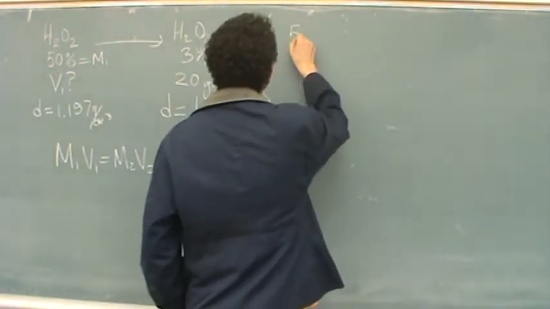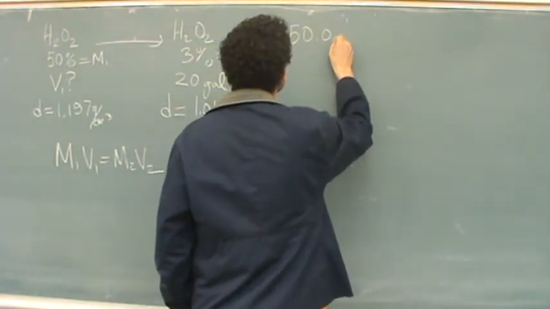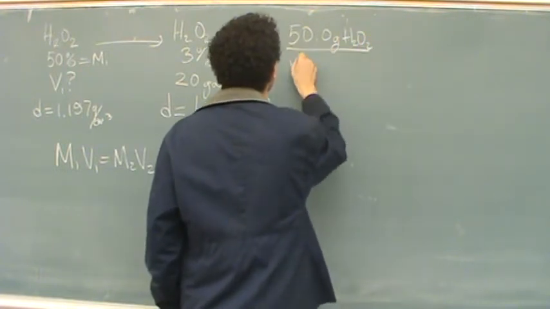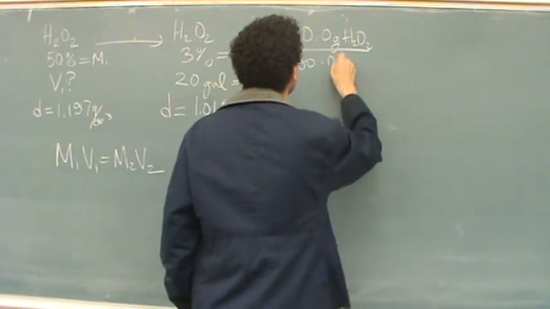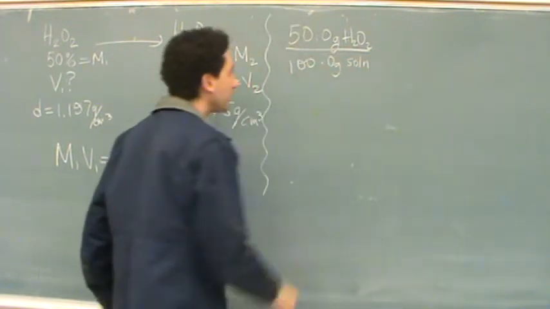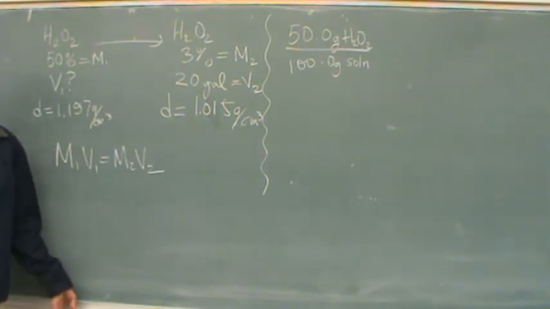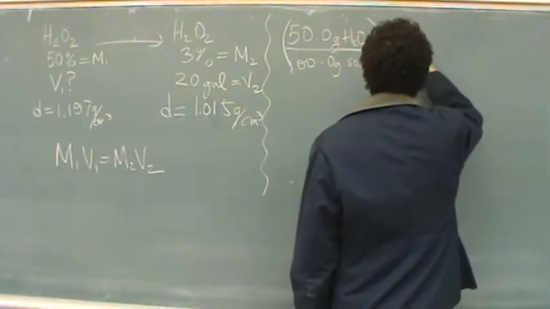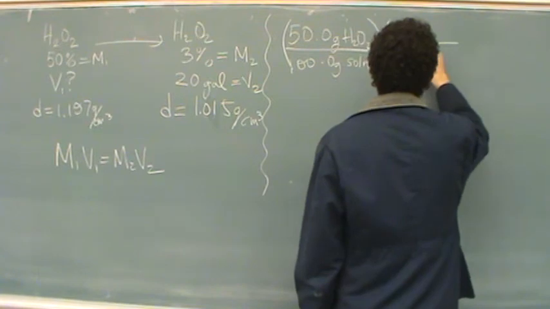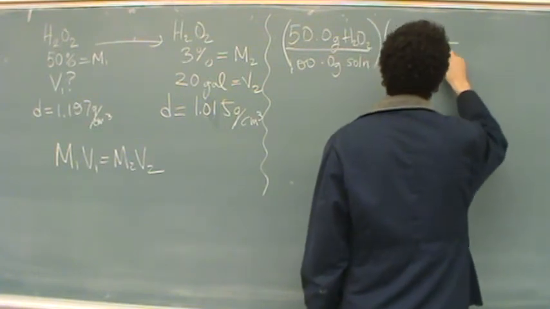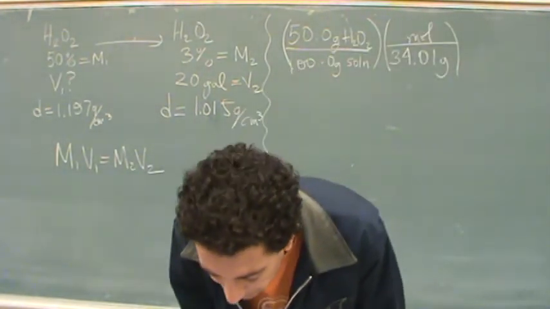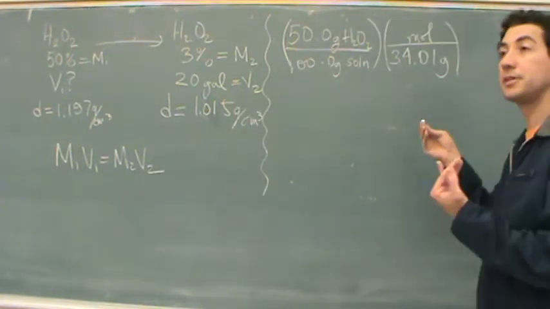Now let's start. 50% by mass means 50 grams of the H2O2 for every 100 grams of the solution. But we want it in molarity, so we want moles on top, liters on bottom. Let's start with the top first. We need to use a molar mass, 34.01 grams per mole, I believe, for H2O2. Let me double check that. Yeah, 34.01. So that puts moles on top, halfway there.